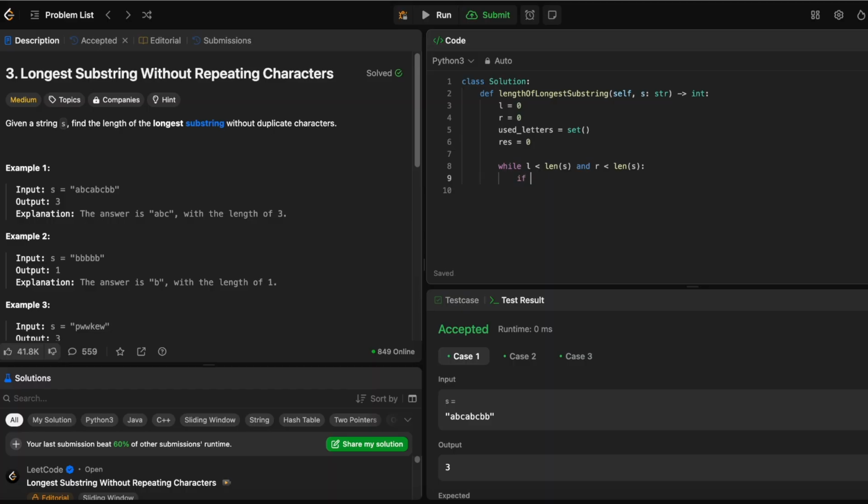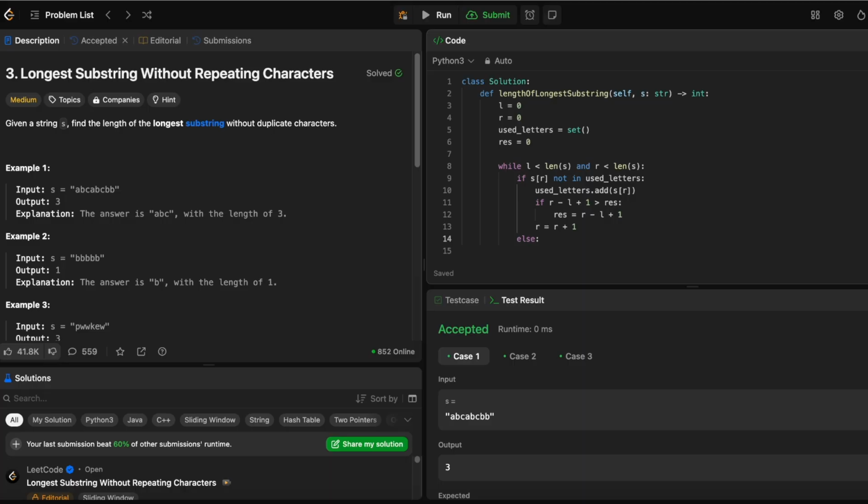So what can we say? If the current character at the right pointer is not in the set, then that means that we are currently at a valid substring. So we add the current letter into our set and say if right minus L plus 1 is greater than the result, then the result has to be R minus L plus 1. R minus L plus 1 gives us the length of the substring inclusive of the two endpoints. Otherwise, we would update the right pointer, because now we can move on to the next character to consider.